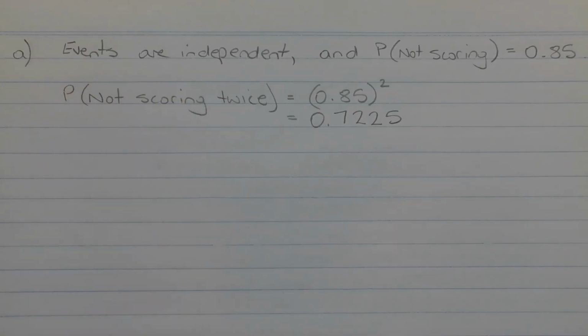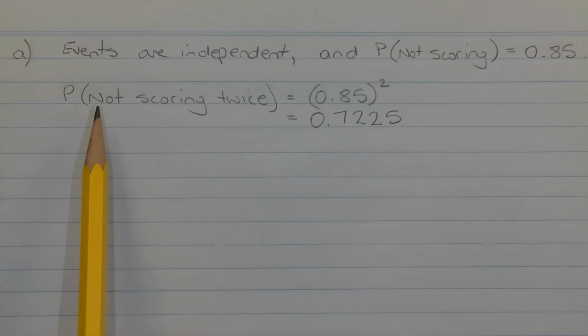Firstly, events are independent. So that means scoring a goal in one attempt will not affect the probability of scoring a goal in subsequent attempts. Also, the probability of not scoring a goal in an attempt is the opposite or the complement of scoring a goal in an attempt. Now, it's given that the probability of scoring a goal is 0.15 or 15%. So the probability of not scoring is 1 minus 0.15 or 100% minus 15%, which gives us 85% or 0.85.